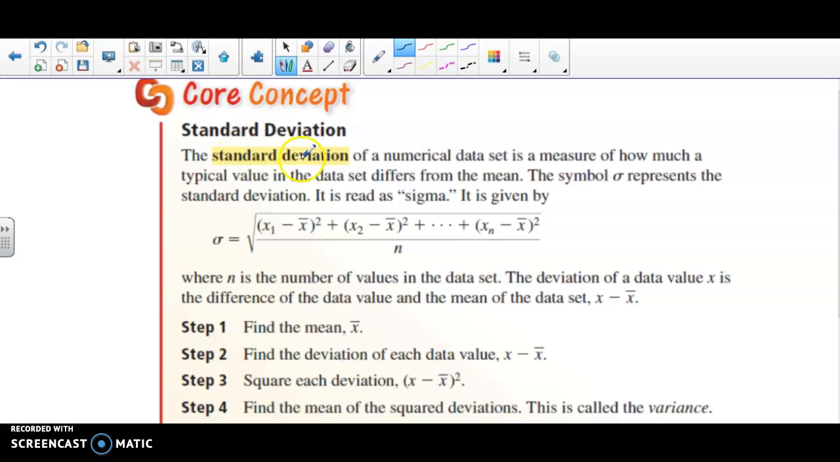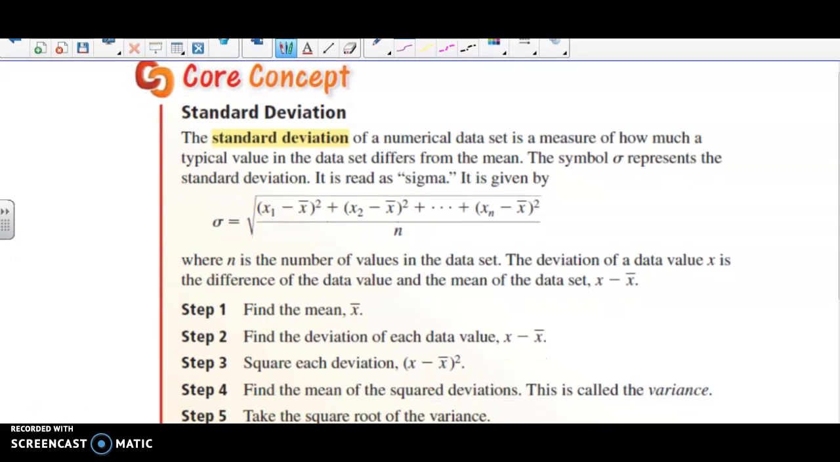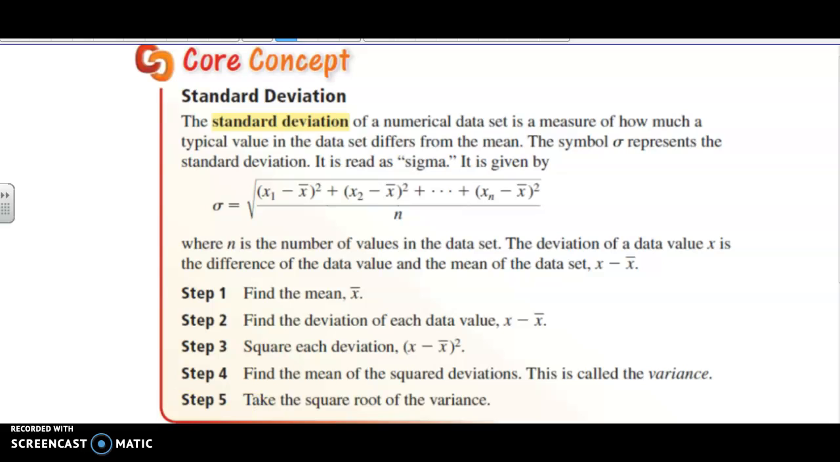The standard deviation of a numerical data set is the measure of how much a typical value in the data set differs from the mean. The symbol sigma represents the standard deviation. Basically, you're finding the average. Remember, x with a line over it means the average, or the mean. Then you find the deviation, or the difference, between each data point and the average. You square each difference, add them all together, and divide by how many there are. That number is called the variance. Then you take the square root of the variance. That is the process we're going to follow.